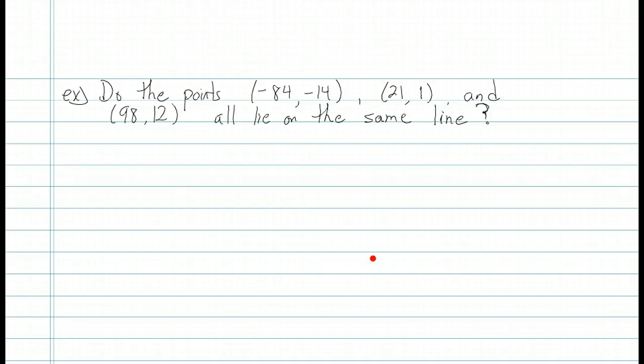I'm going to work out a couple examples just to illustrate these ideas for slope and the equations of lines and finding the equation of a line. So let's look at this example. You've got 3 points. Do they all lie on the same line or not?